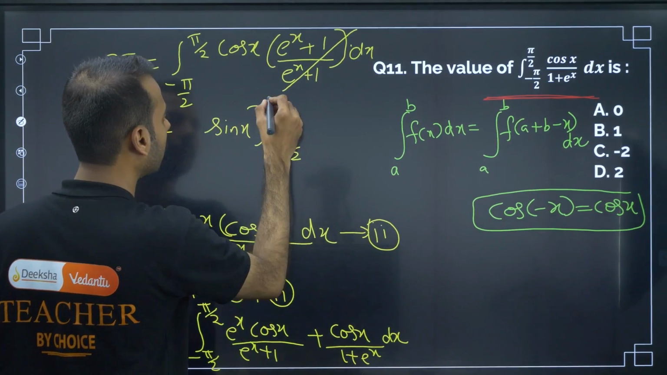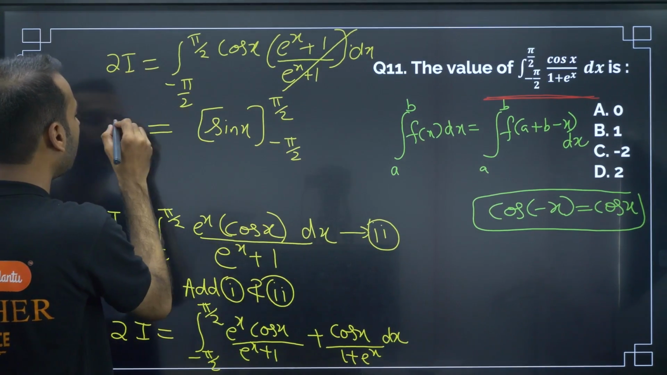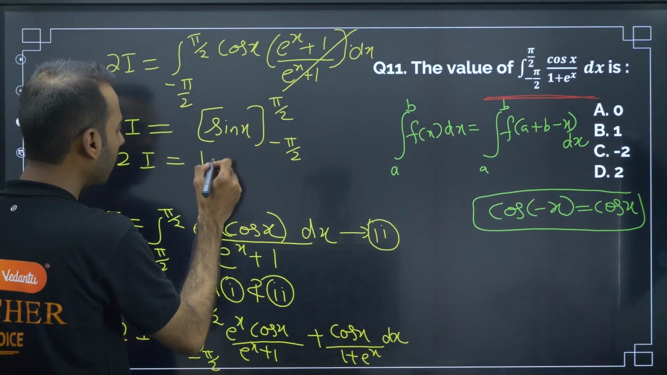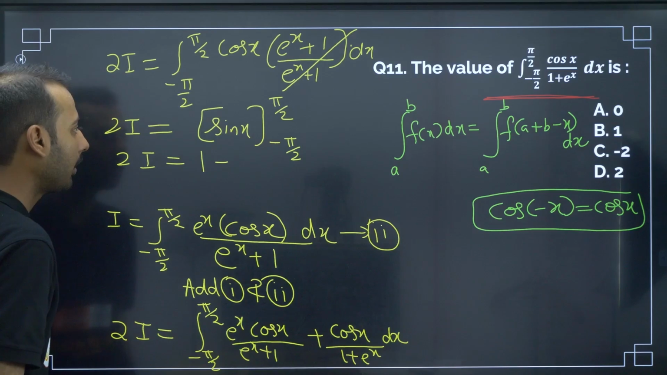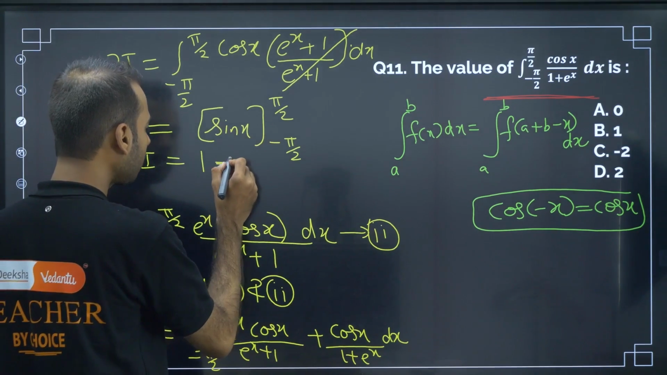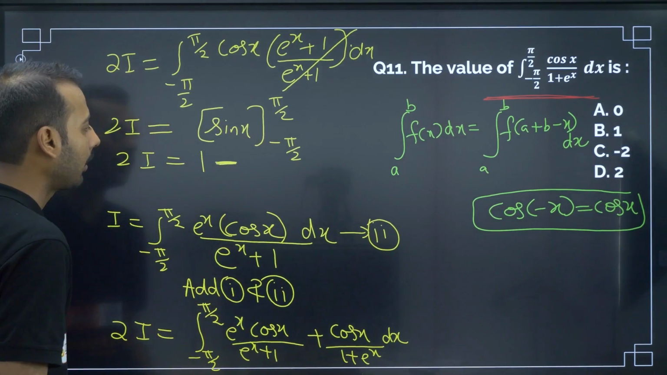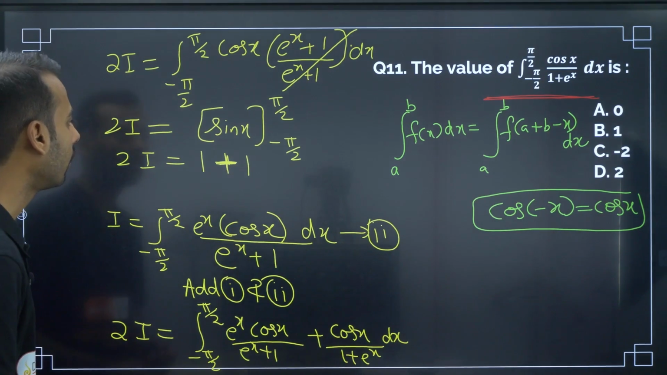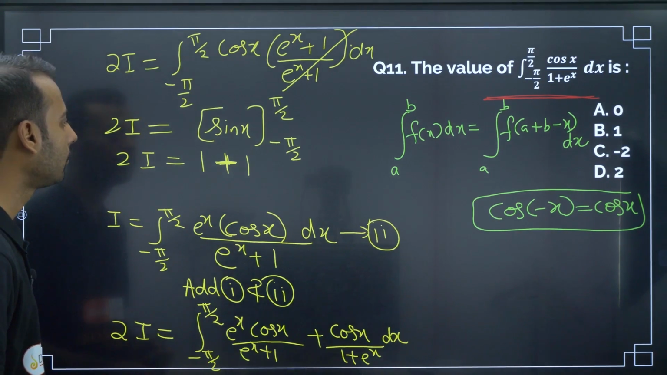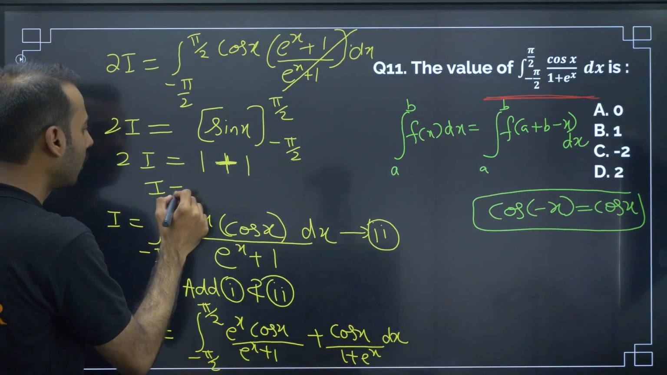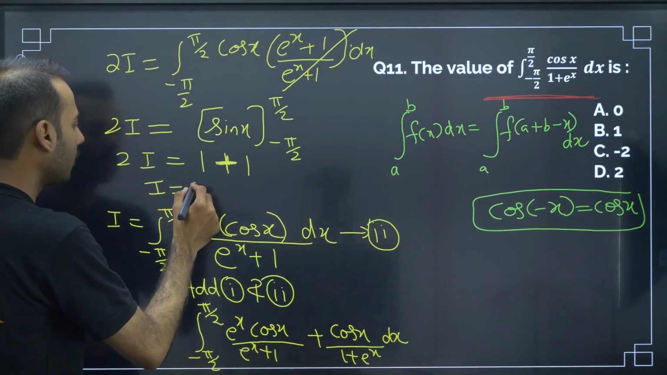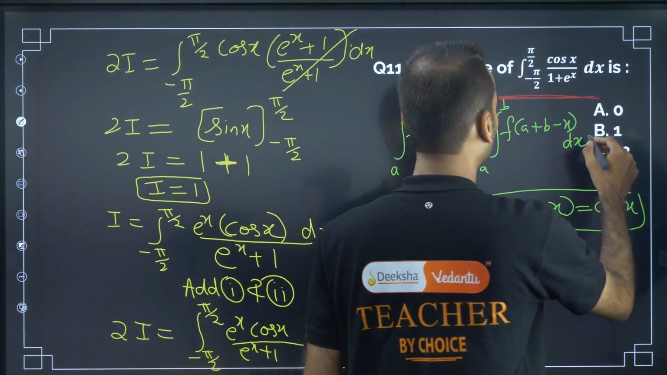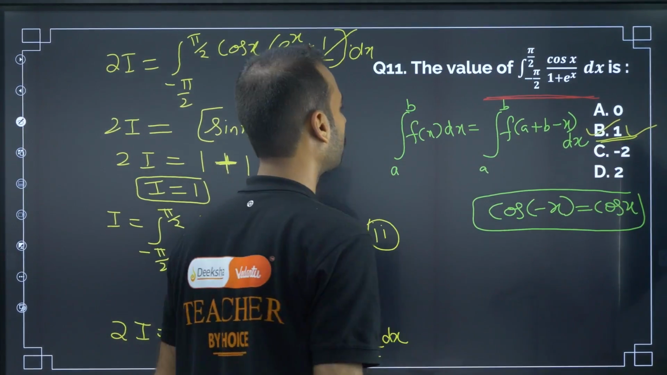From minus pi by 2 to pi by 2, and this is 2I is equal to sin pi by 2, which is 1, minus sin of minus pi by 2, which is 1 plus 1. So I is equal to 1 plus 1, 2 by 2 is 1, so I is equal to 1. B is the answer. Moving on to the next question.